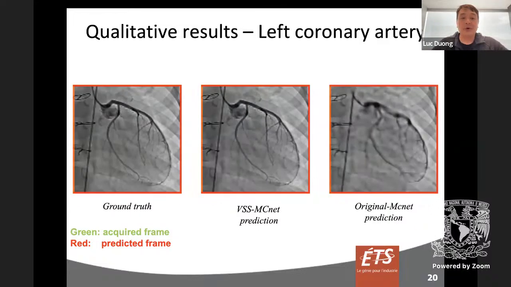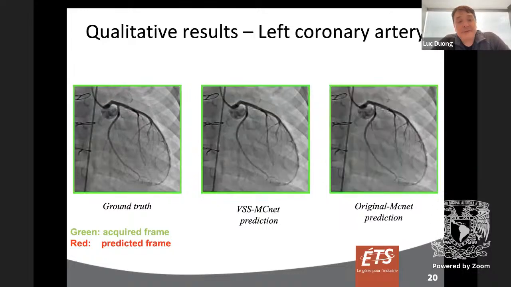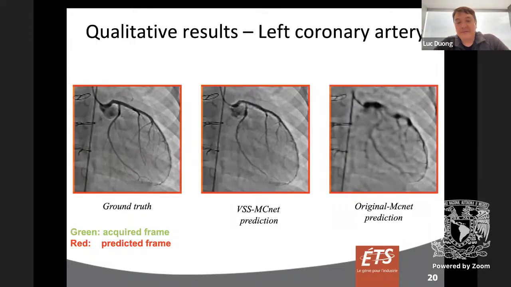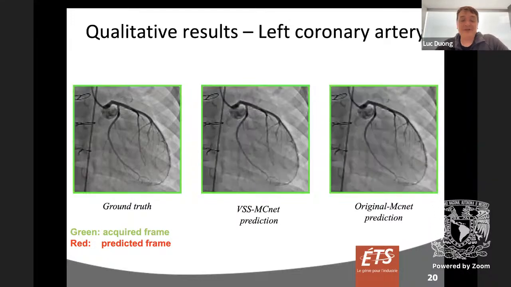We can see this with more complex images. Then again, the first video is the ground truth, and the last video is the MCNet prediction. What you see in between is the MCNet prediction, but with the constraint of the vesselness filter.